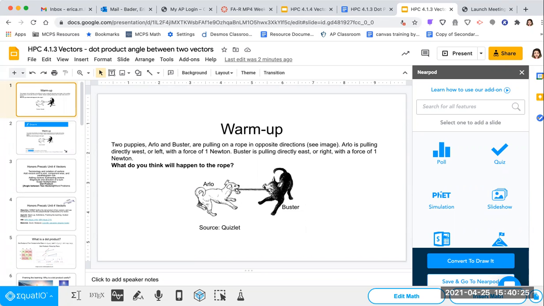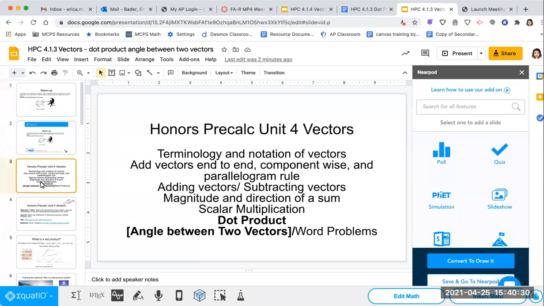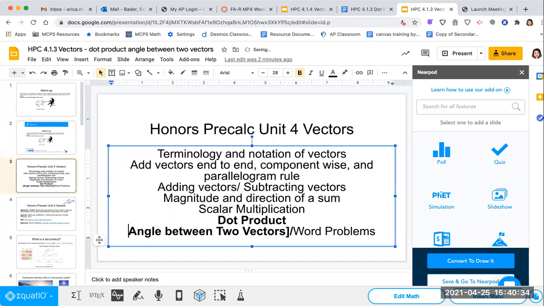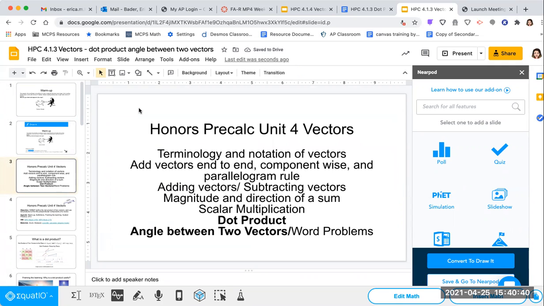All right, I'm assuming you've paused the video and tried the problem. What we're doing today is the second to last day of vectors. We have dot product and angle between two vectors. Just because this is a pre-recorded lesson, I guess I can do as much as I want, so let's do both.